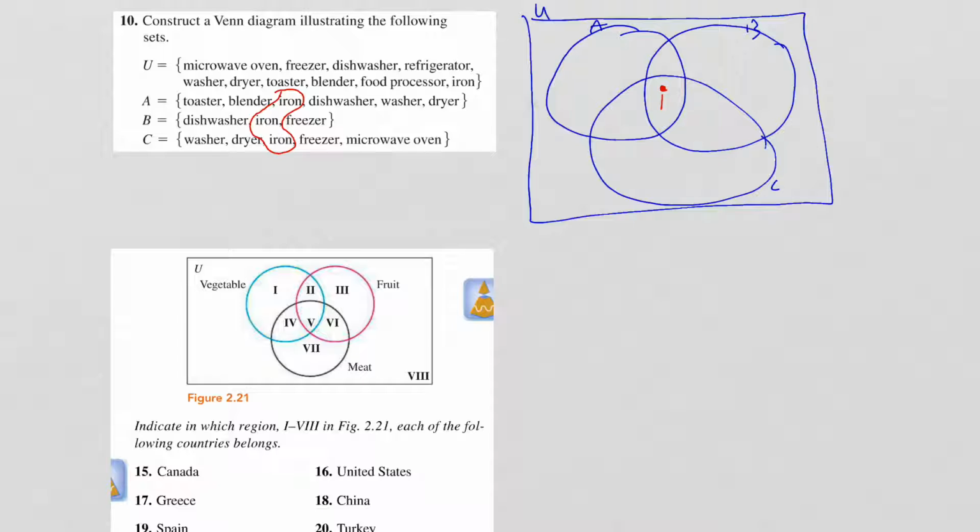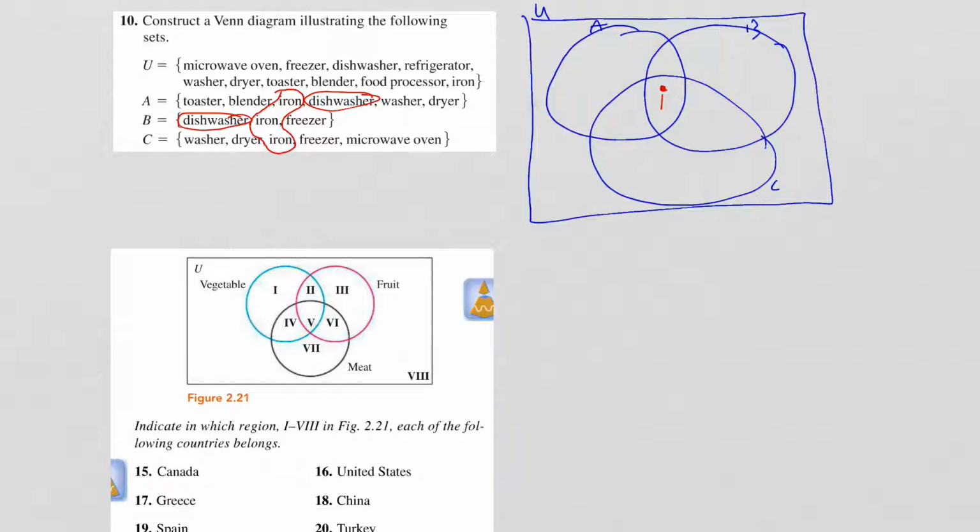Step 2, we're going to do the petals. Next we want to do the petals, and that's working our way outward. That's things that are in common between, first, let's say the top petal is A and B. We take a look at our list here, and we have dishwasher. That's it. So dishwasher right there.